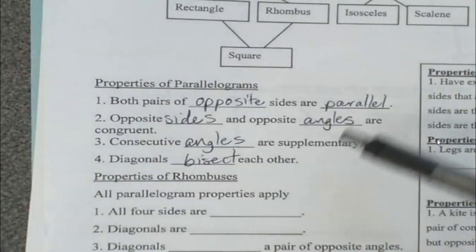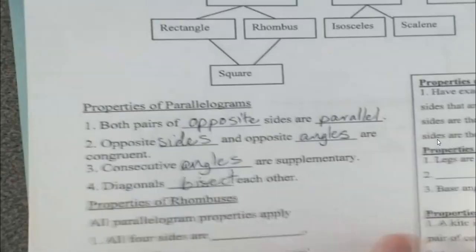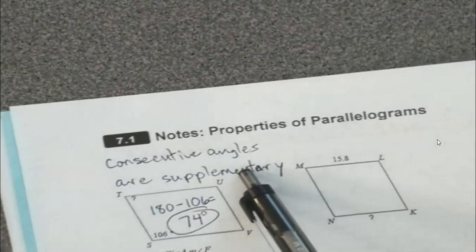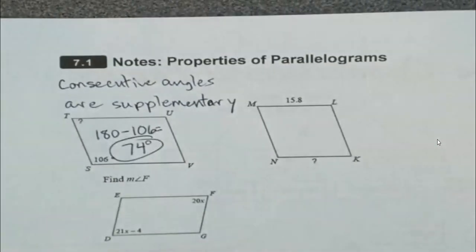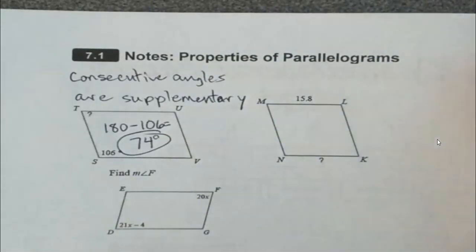Okay, so this is on page 1. It says all of the properties for parallelograms. And then on page 2, we wrote in that consecutive angles are supplementary. That's the third property. And then you just subtract from 180. Okay, this one, super easy.